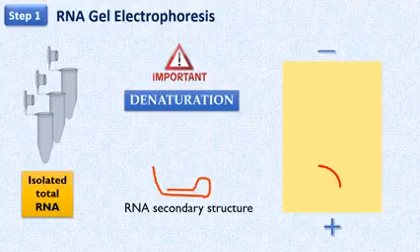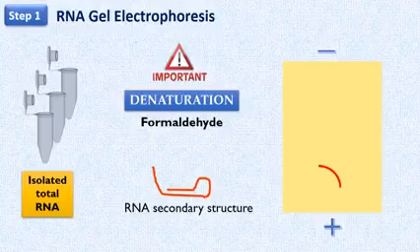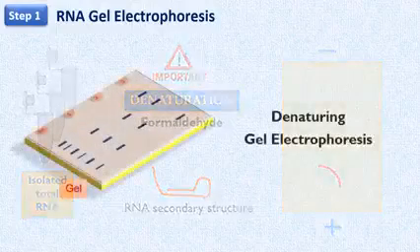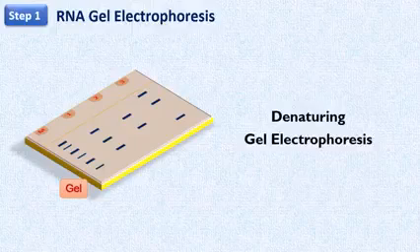So, if we want to separate them on the basis of their molecular weights, we need to bring them into a linear shape. Otherwise, the secondary structures of RNA molecules will affect their electrophoretic mobility during gel electrophoresis. So, to denature RNA, formaldehyde is used as a denaturing agent. Thus, denaturing gel electrophoresis is used in this step.